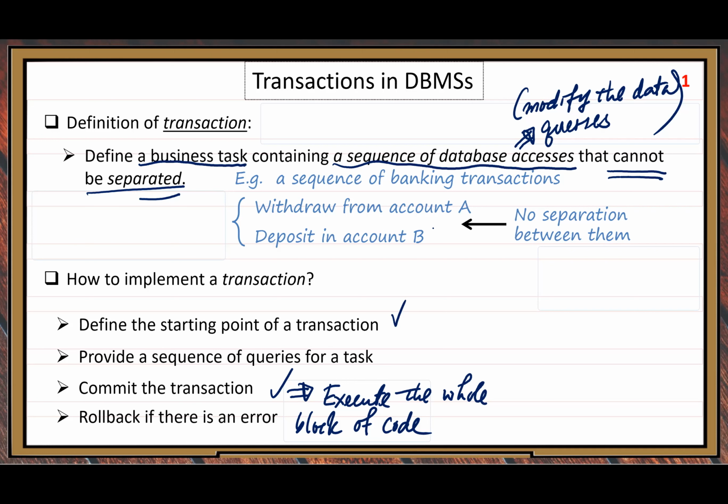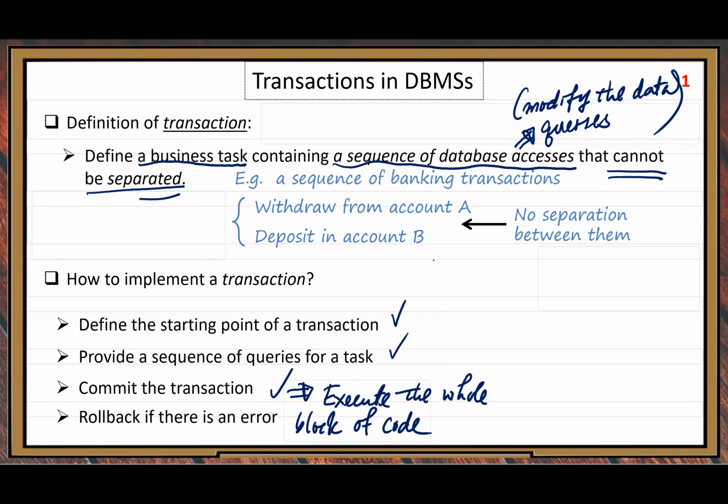Where is your starting point? Because later you need to find this point. If something is wrong, you need to get back to this point. Roll back to the point before this line. Then, after that, you provide a sequence of queries for a task. That's the definition of your task: a block, a group of query operations. Then the end, to mark the end of the transaction definition.